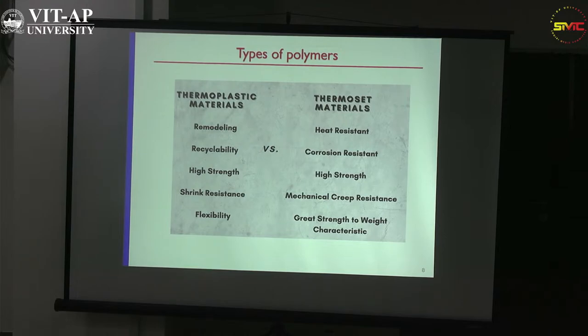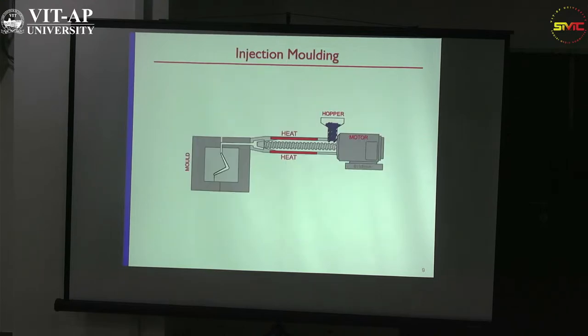Or later on, once its lifetime has ended, I can cut it into small pellets and reuse this thermoplastic material. It is reusable, right? So I can recycle all these thermoplastic polymers. That's why thermoplastic polymers have more applications when compared with thermoset polymers, right?